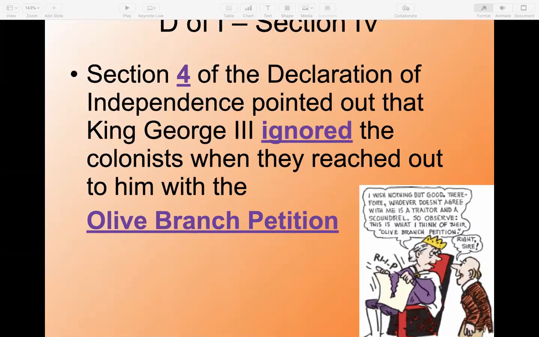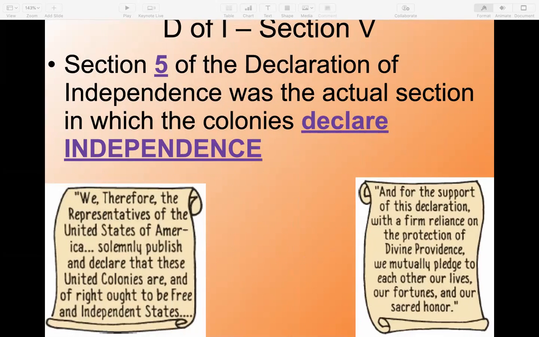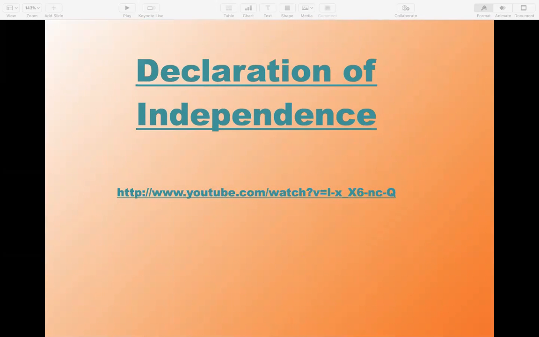Section 4 of the Declaration of Independence pointed out that King George III ignored the colonists when they reached out to him with the Olive Branch Petition. Section 5 of the Declaration of Independence is the actual section where the colonies declare independence.